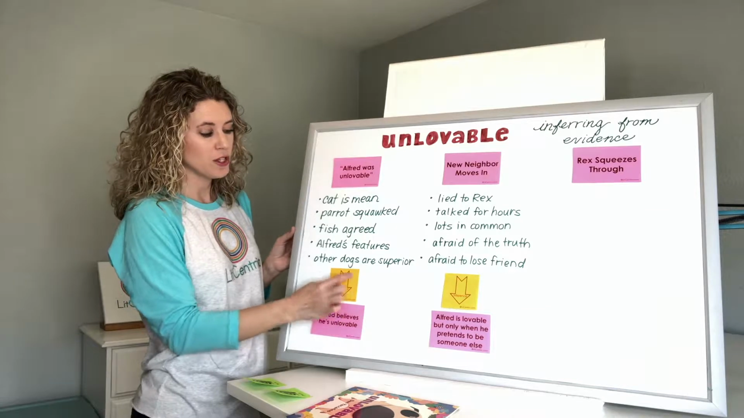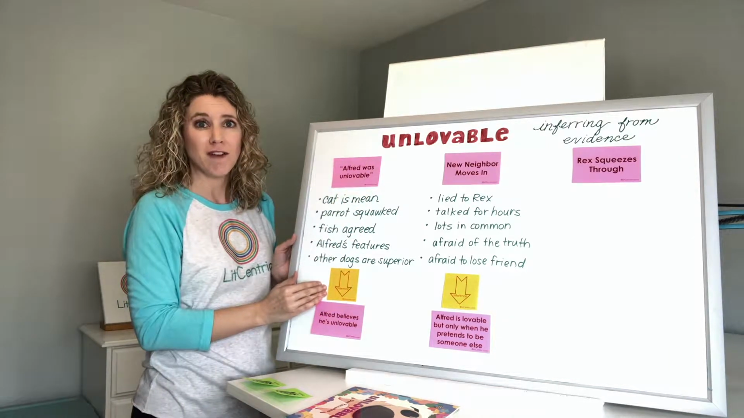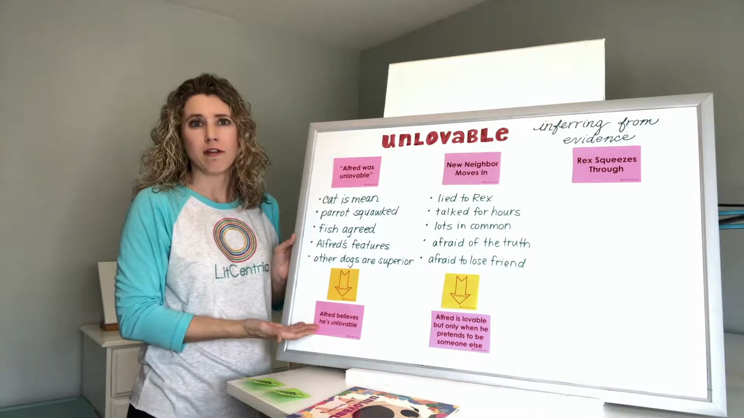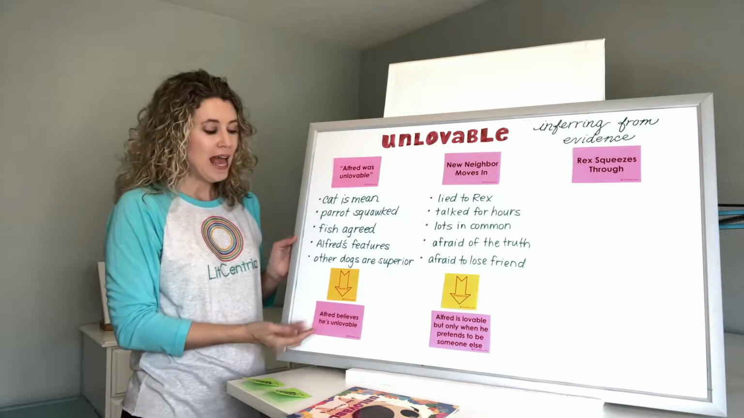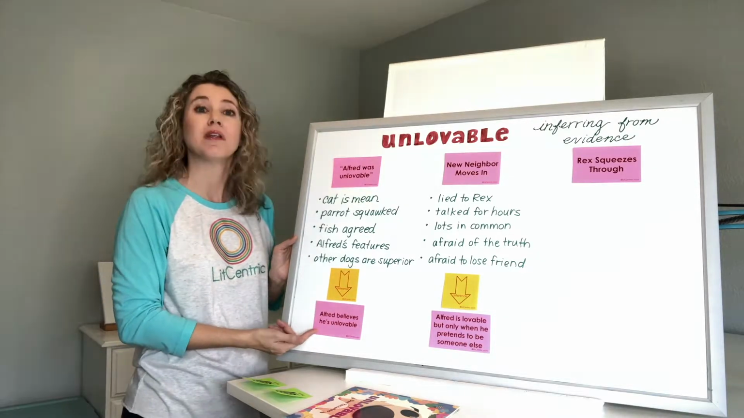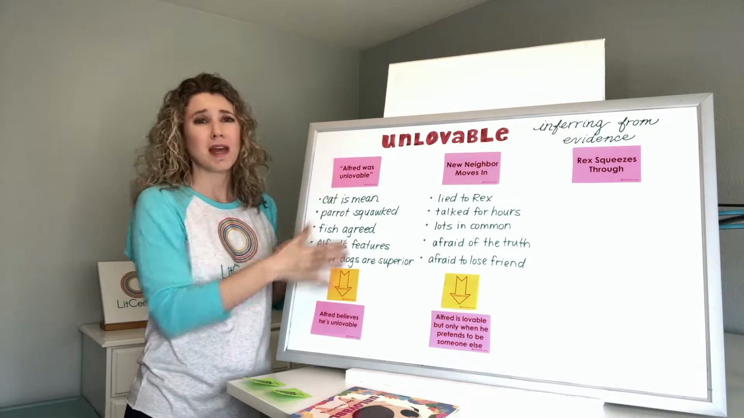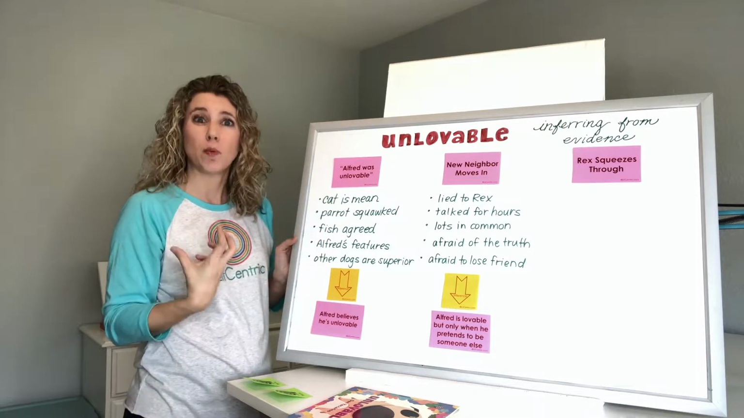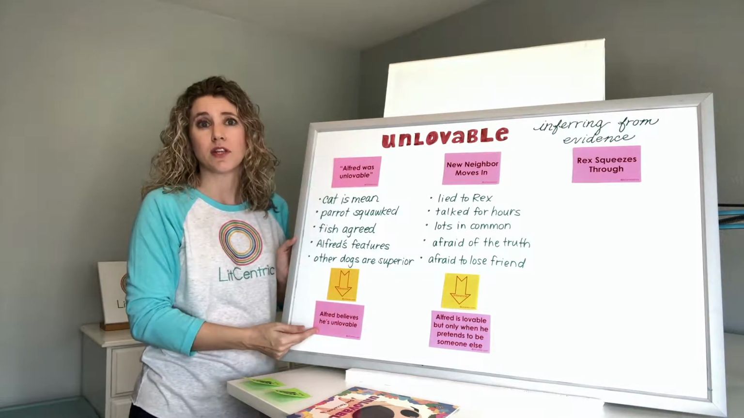Now I'm showing students with this inference sticky note that based on all this evidence, we have to make an inference about what the author is trying to convey to us, what message we should be taking away. In this case, the message is Alfred believes he's unlovable. Some characters might be told they're unlovable and not believe it, but in this case, Alfred does. So with all this evidence, he comes to this conclusion.